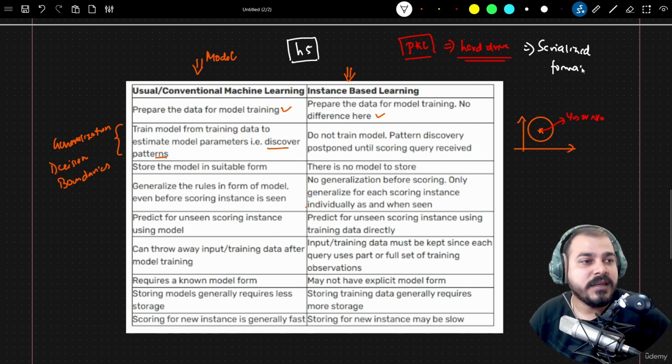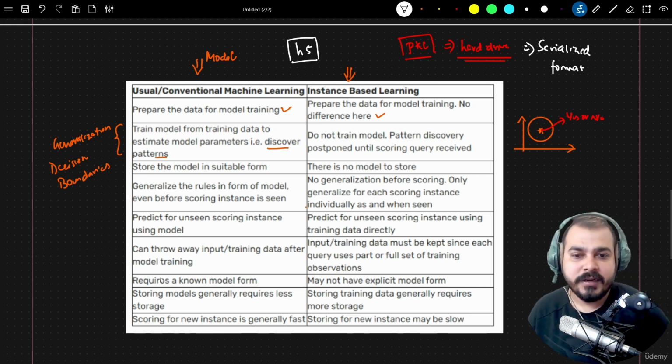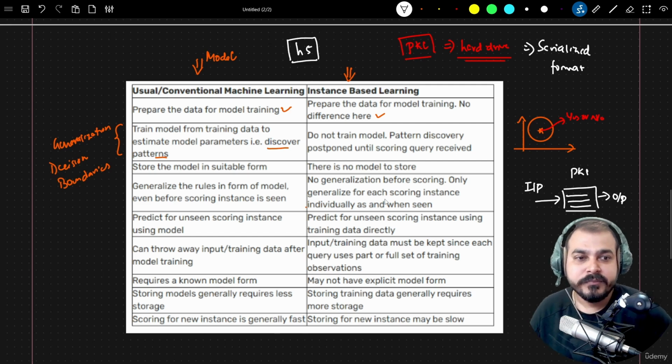Serialized format basically means that internally some maths equations are there within this particular model. So whenever any data comes to this model, let's say this is my model, which is in the pickle or serialized format, and we give our input over here, we will get some kind of output. Internally you'll have a lot of mathematical equations that will be serialized in this format. Okay, so there is no model to store.